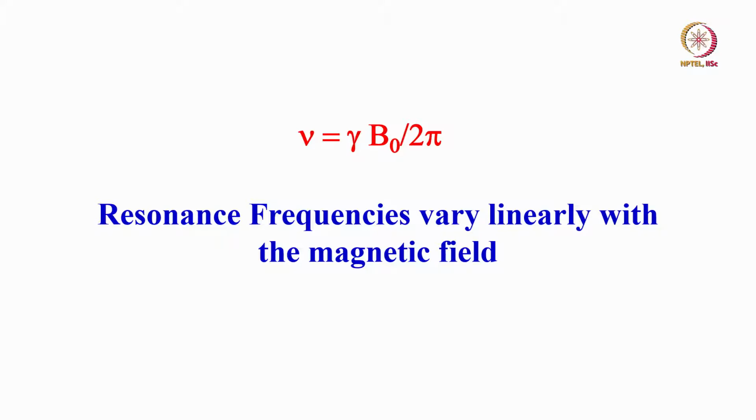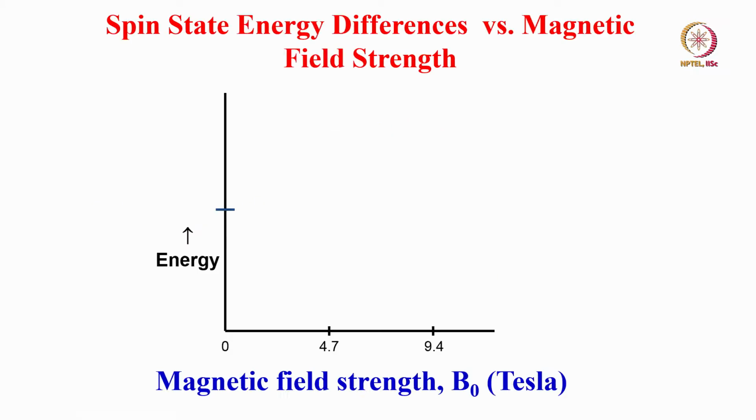It means if I double the magnetic field, frequency gets doubled. It shows the resonance frequency varies linearly with the magnetic field. That is the important condition. So, nu varies linearly with the magnetic field B naught. So, this can be seen like this.